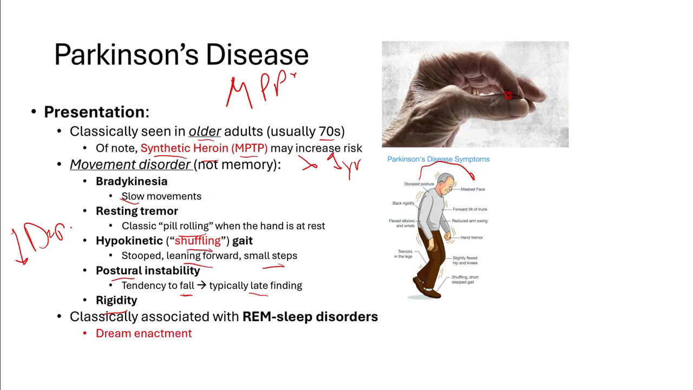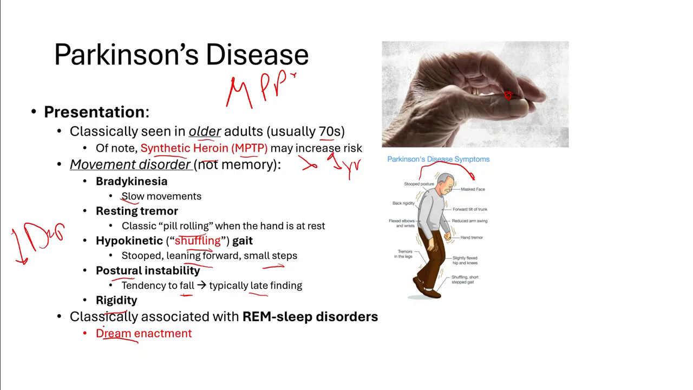You may also have associated REM sleep disorders. This can either be nightmares or dream enactment. In question stems, this may be given to you as the significant other during sleep may notice that their partner is reaching their hands out in front of them or kicking their feet. They may be reenacting their dreams.